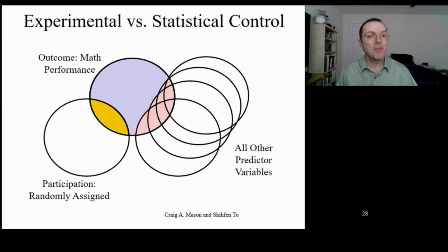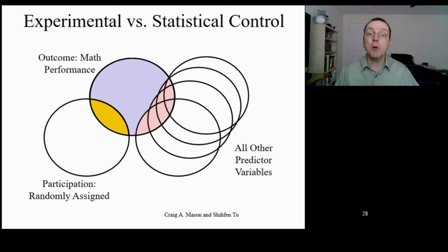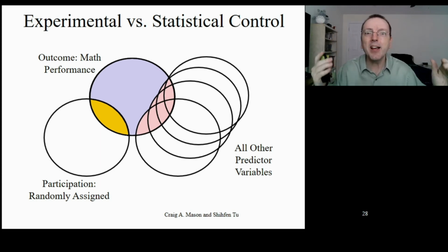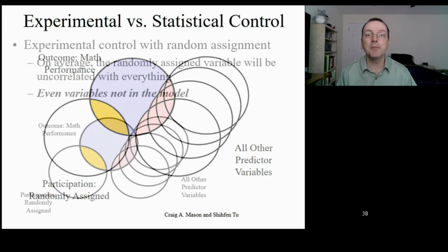But if I randomly assign students to the program, prior knowledge, parent engagement, and all of the other predictors will now be uncorrelated, on average, with participation in the program. Now, what's really cool is that this even applies to variables not in my model. Yes, yes. On average, even things not in my analysis, even things I have no data on or didn't even consider when I was designing the study, will be uncorrelated with a randomly assigned variable.